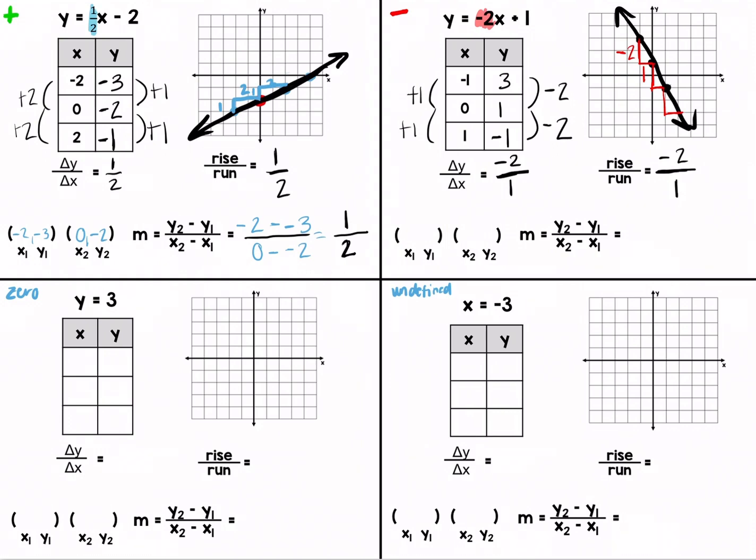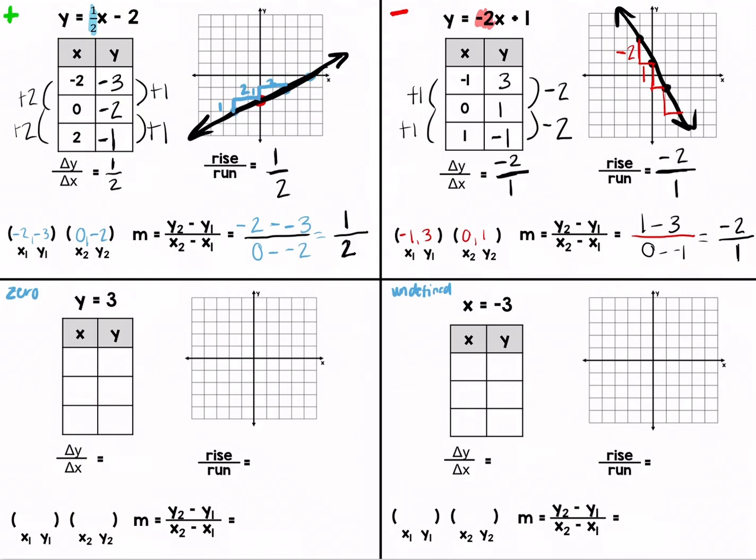The other way you can find your slope is if you pick 2 points, so -1, 3, and 0, 1, and you plug it into y2 minus y1 over x2 minus x1. So that would be 1 minus 3, and then 0 minus -1. Well, 1 minus 3 is -2, and 0 minus -1 is +1. So my slope is negative 2. Okay?